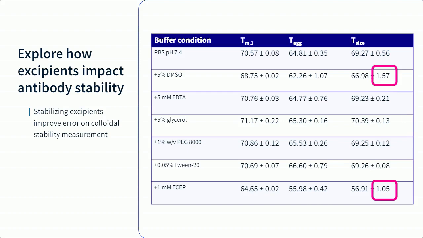Now, if we look at DMSO and TCEP, they destabilize the antibody and increase the amount of error from our scattering measurements. This isn't surprising given the nature of these molecules, but it's important to remember that downstream assays may require the use of these bad excipients, so it's necessary to monitor how they're impacting stability.